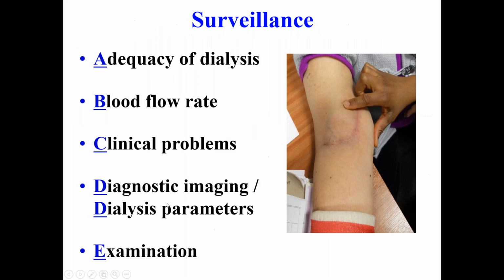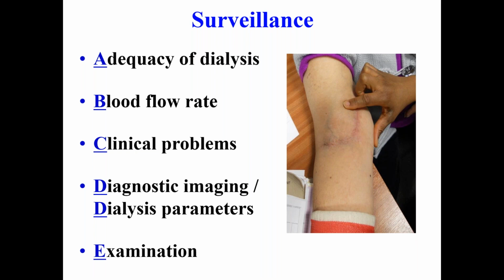Okay, now once a fistula is formed and used, it needs regular surveillance. The European Renal Best Practice suggests surveillance every 3 months. We in our center do between 3 and 6 monthly, but with very careful clinical assessment at every dialysis session, and then an ultrasound assessment perhaps every 6 weeks.